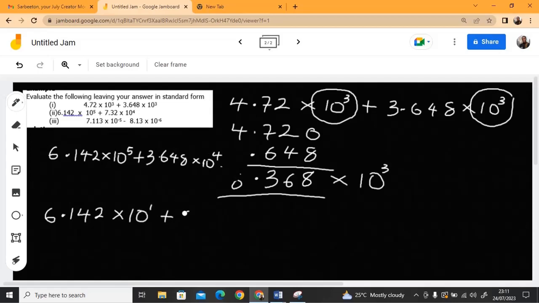Plus 3.648. Now, because you have taken 4 minus 4 is 0, there's nothing remaining. Because the smallest one is 10 to the power 4, there's no remainder here. Here there will be a remainder of 1 because 4 minus 1 is still 1. So everything will be times 10 to the power of 4.